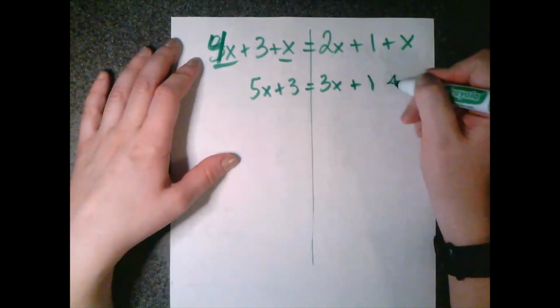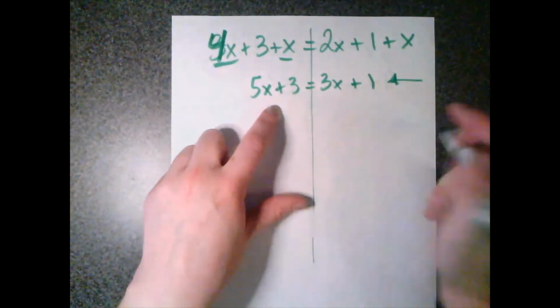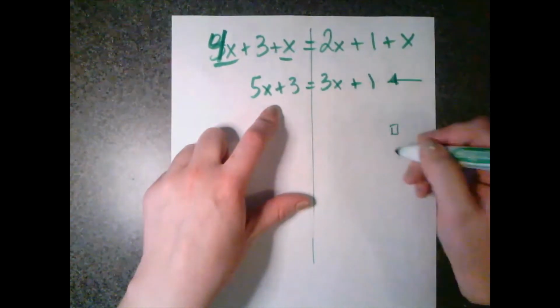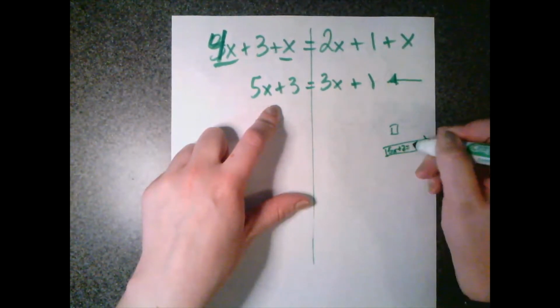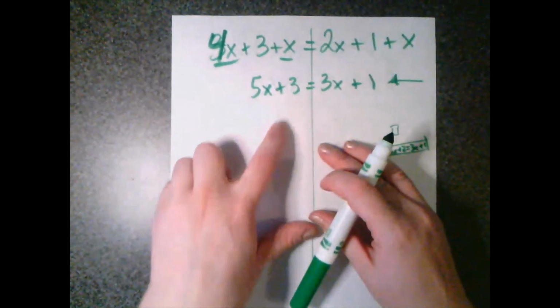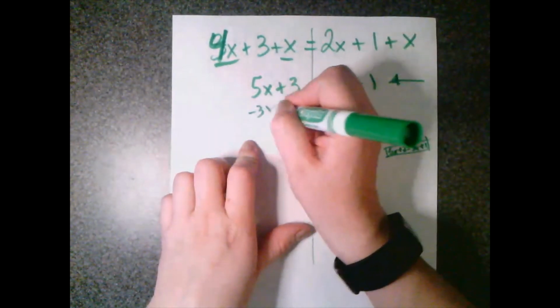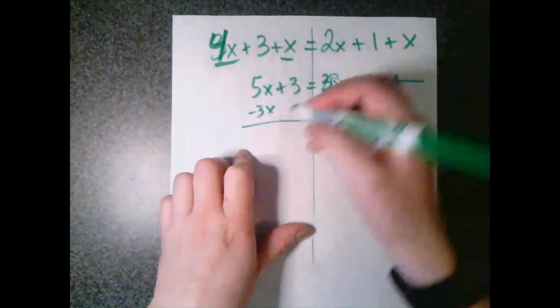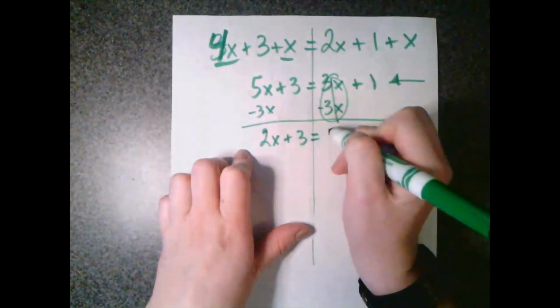So this would be something that needs to be entered into the test. That's a result. Okay, so you would click on the little box. It would take you to the big box, and you would write 5x plus 3 equals 3x plus 1. Okay, and then you go on to your next step. So our next step would be move it. I'm going to subtract 3x from both sides. And I'm left with 2x plus 3 equals 1.